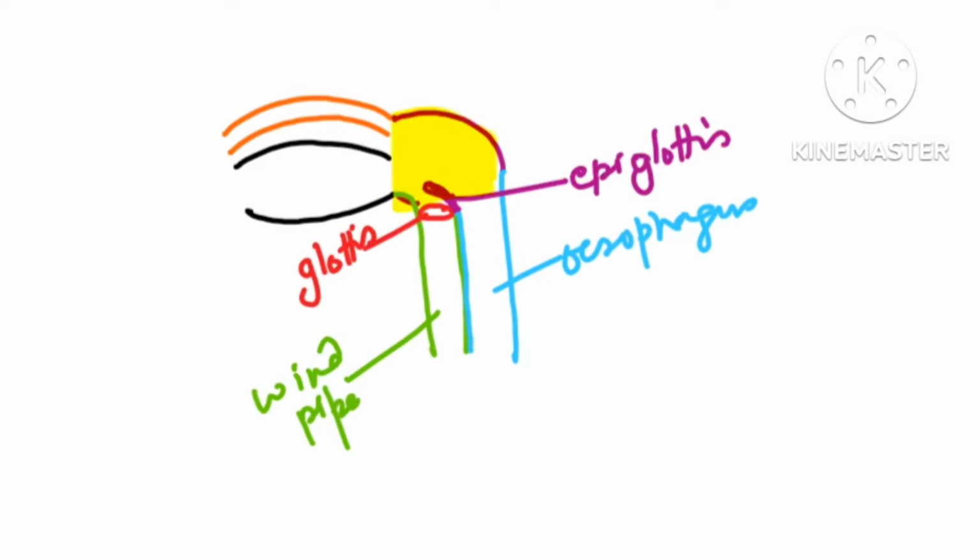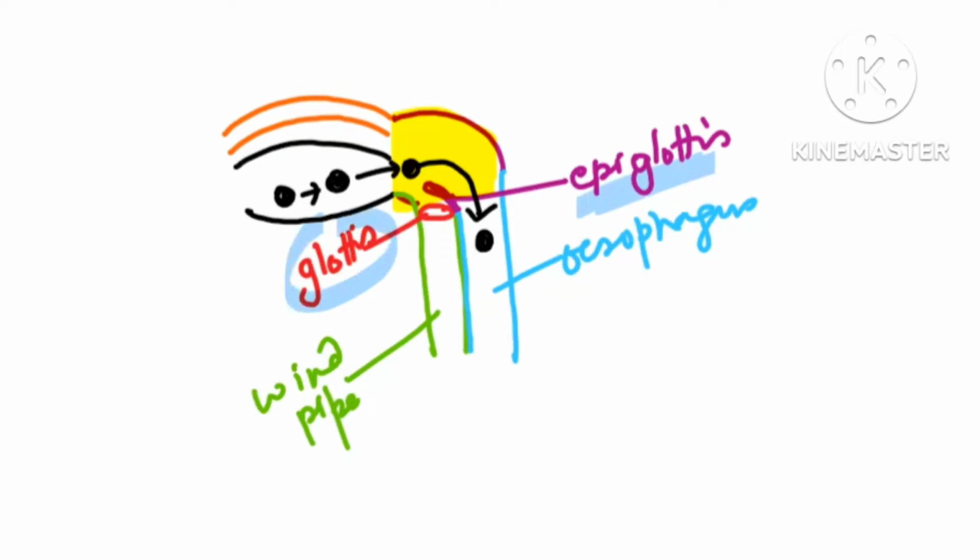So this is your food, that is bolus, which is present. Because when you eat the food, it changes into the bolus, and this bolus has to be pushed into the food pipe. When the bolus has to be pushed into the food pipe, that time this epiglottis should get closed. It should close the glottis, so that food should not enter into the windpipe, swallowing can be done effectively, and the food comes into the esophagus.